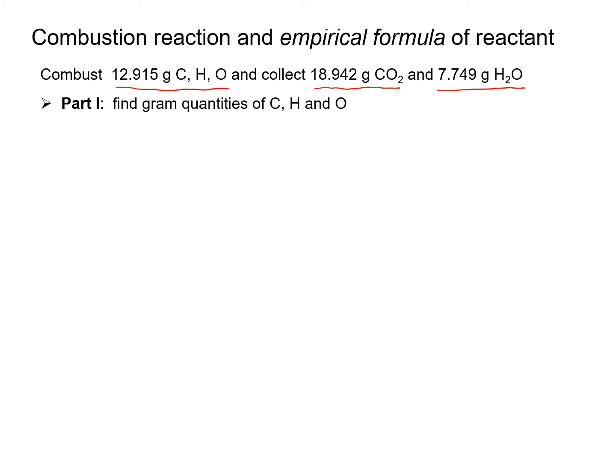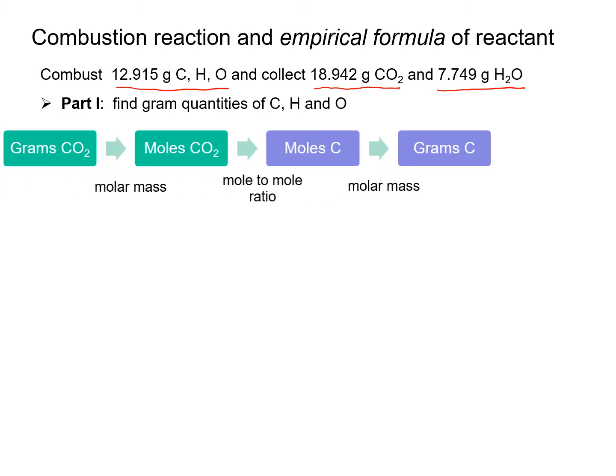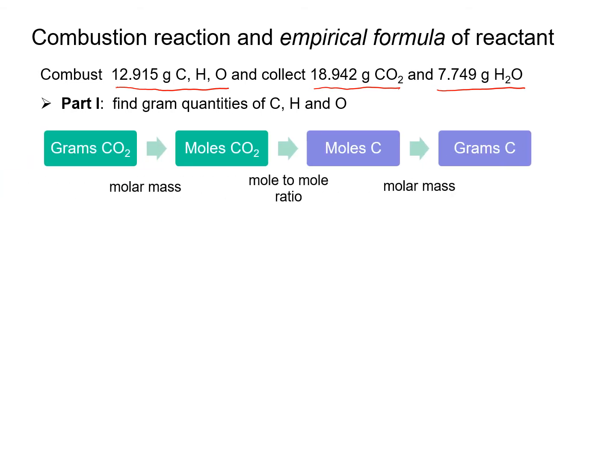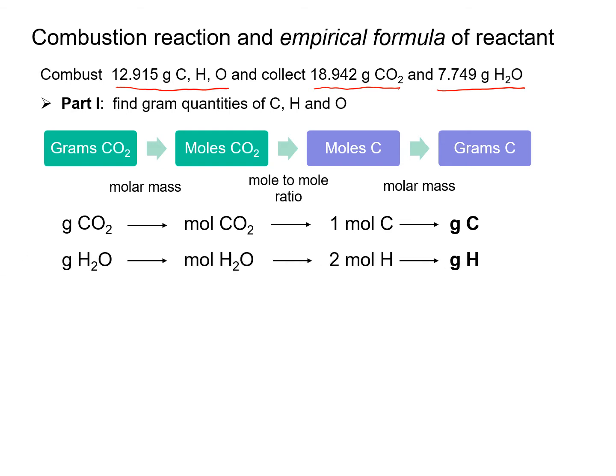Now, if you see grams of carbon dioxide, you have to think about, how am I going to get at the gram quantity of just carbon? The way to do that is basically a three-step process. You start from your grams of CO2, you use the molar mass of carbon dioxide to get moles of CO2, you then use the mole-to-mole ratio of carbon to carbon dioxide to get moles of carbon, and then use the molar mass of carbon to get grams of carbon. That's step one.